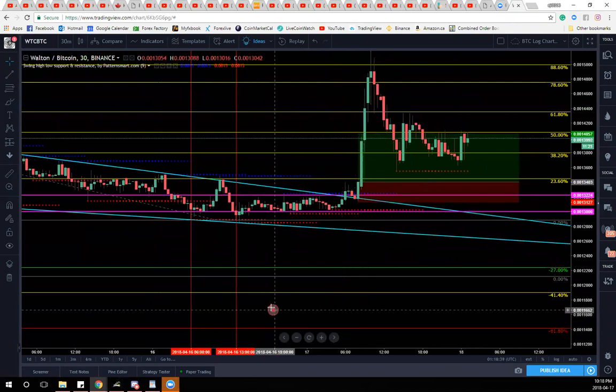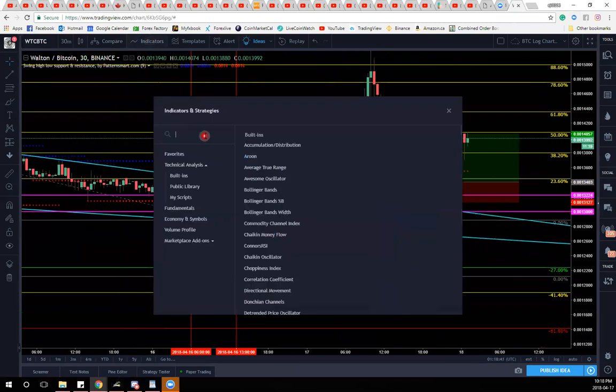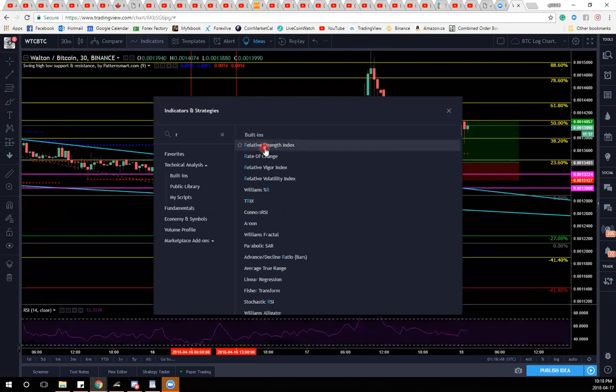Where are my indicators? RSI. Oh, fuck it. Changed all my settings again.